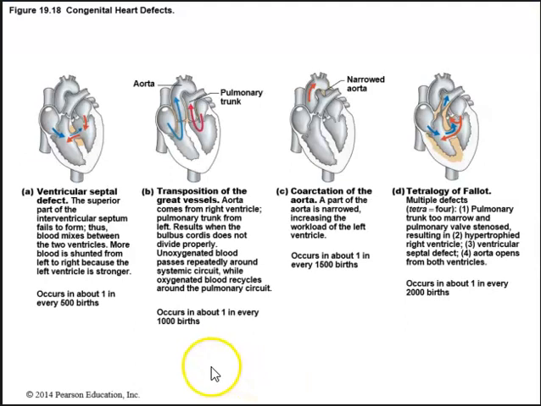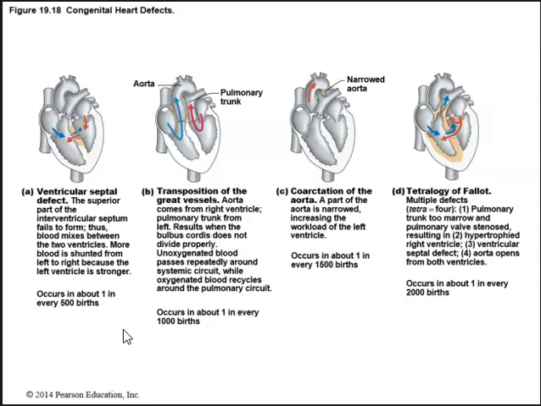So here we see some different congenital heart defects. First one is a ventricular septal defect, usually a hole in the interventricular septum. In this type of defect, the superior part of the interventricular septum will fail to form. So we have mixing of blood between the two ventricles. More blood is shifted from the left to the right because the left ventricle is stronger. And this occurs in about 1 in every 500 births.